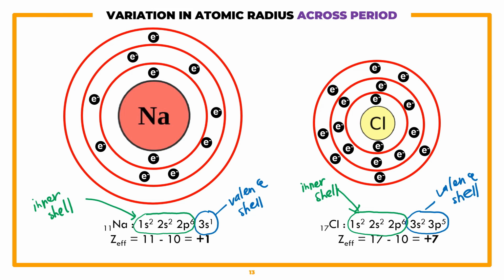Jadi, apabila value ZEV of chlorine lebih positif berbanding dengan ZEV of sodium, ini akan menyebabkan valence electron of chlorine dan juga valence shell akan lebih tertarik ke dalam menghampiri nukleus dan mendekati nukleus. So, tarikan yang kuat menghampiri nukleus ini akan menyebabkan atomic radius of chlorine decreases and the size is smaller than sodium. So this is the reason why atomic radius of chlorine is the smallest for elements across period 3.